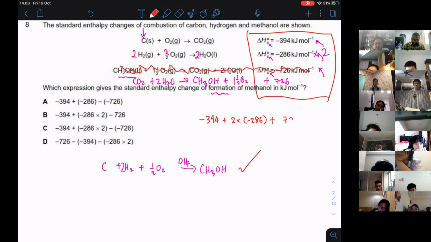So please calculate. Again, they don't want you to calculate. So let's actually see. Negative 394, plus negative this one times 2, and then plus. I need plus. The answer is C.